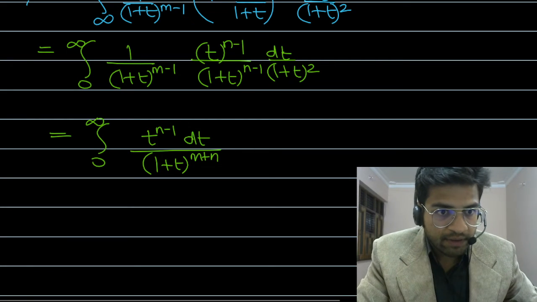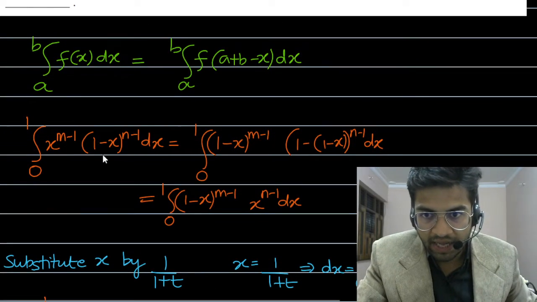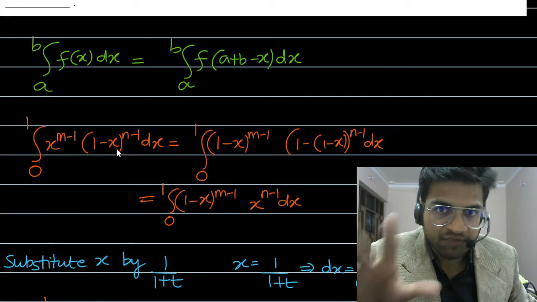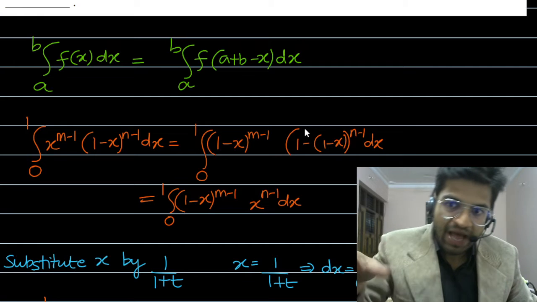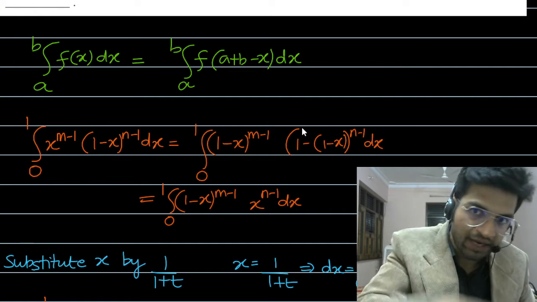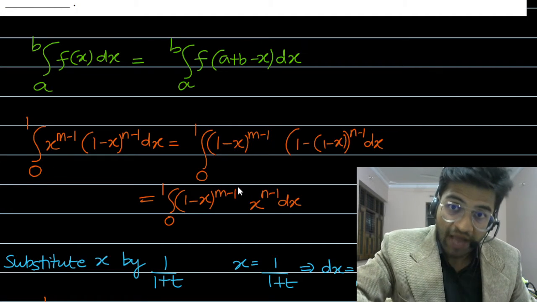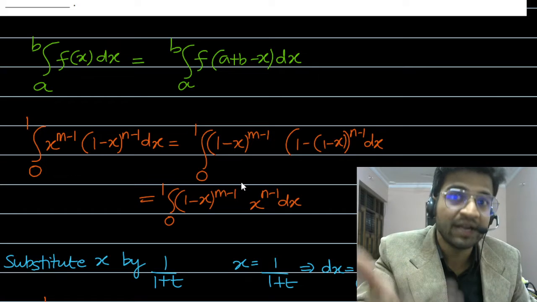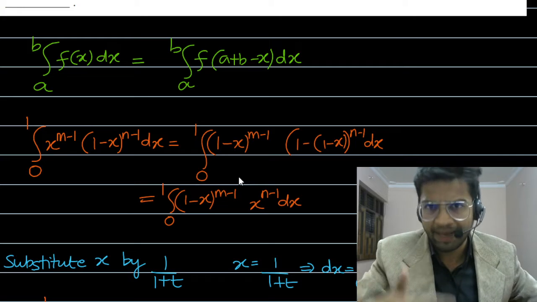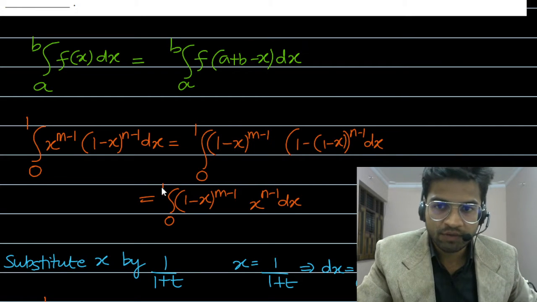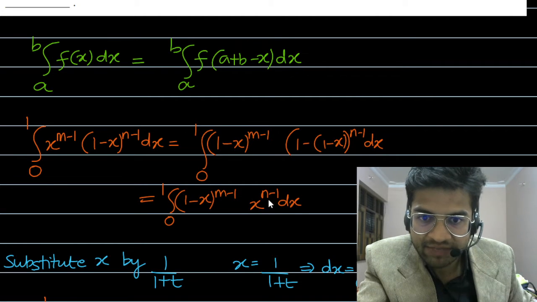While starting the question, I showed two different expressions for the same I m n. I used a plus b minus x to make it in the other form as well. So I will take the help of the second expression and convert it also into the form of t to the power m minus 1. The second expression is the integral 0 to 1 of 1 minus x to the power m minus 1 times x to the power n minus 1.